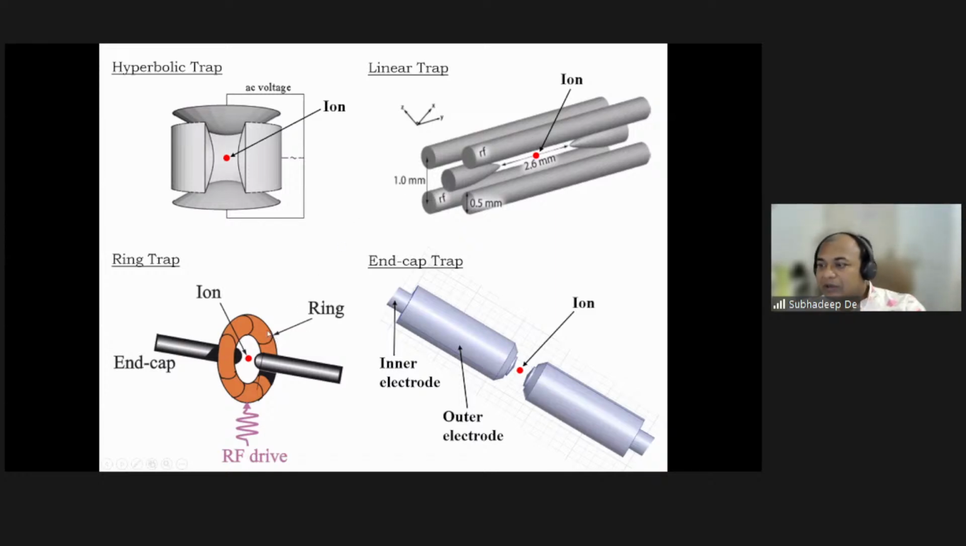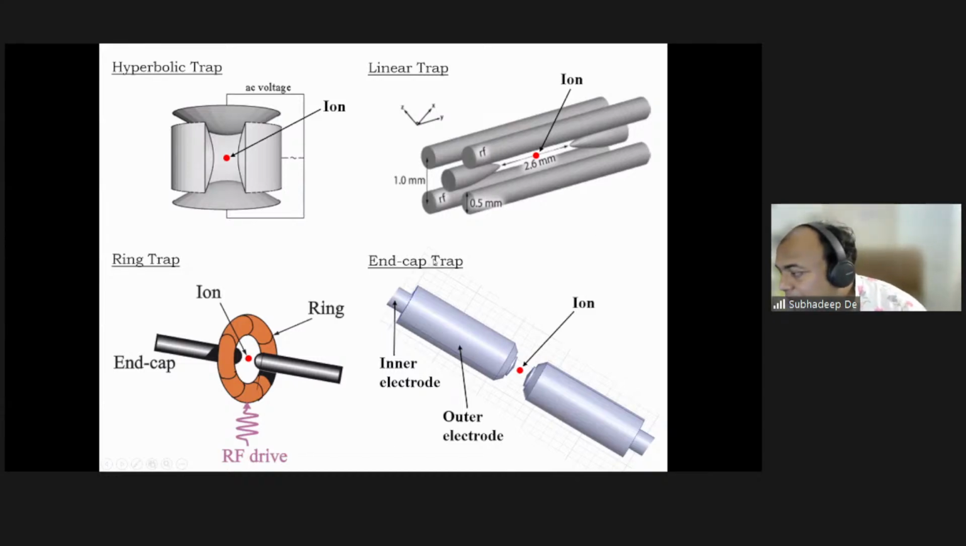Then this one was further modified to this kind of trap, where there are two electrodes and a ring electrode, and then also there is another one called the end cap trap, which looks something like that. So this ring is basically broken into two parts. You can consider this ring is broken into two parts, and then they are made coaxial to this electrode, and that's how this is made. This is an easy way to understand that.